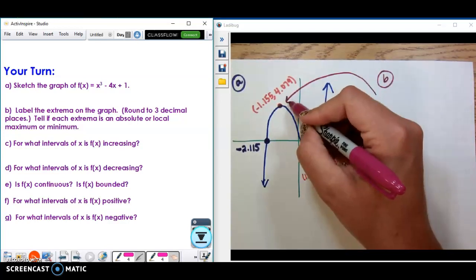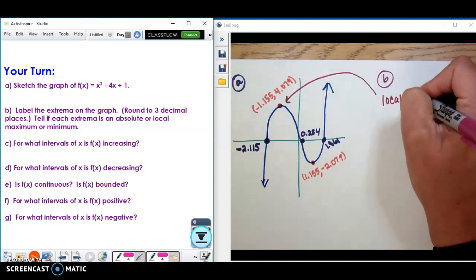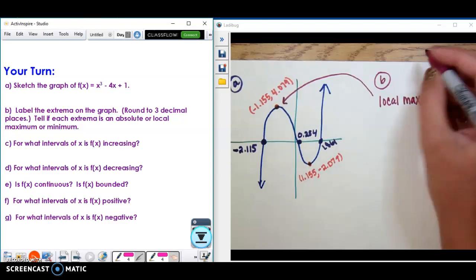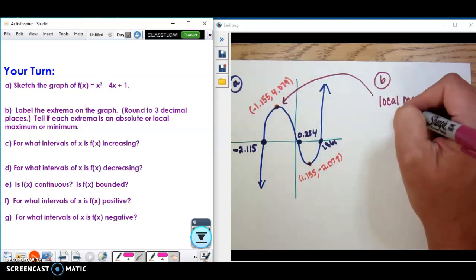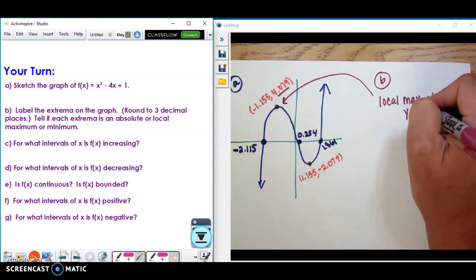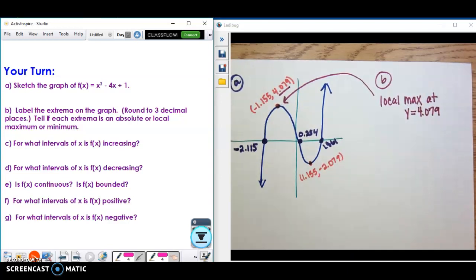So this point right here is going to be a local max, okay? Local or relative is not going to be absolute because it's not the absolute highest point. And if you remember, for max and min, we're going to use the y value. So we're going to say at y equals, that y value there is 4.079. So we have a local max at y equals 4.079.